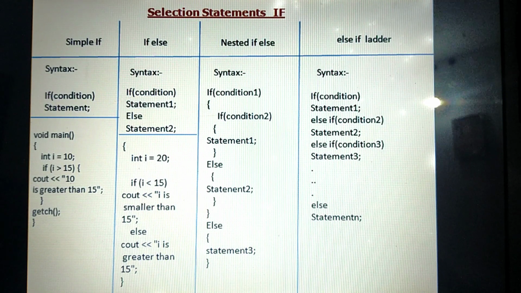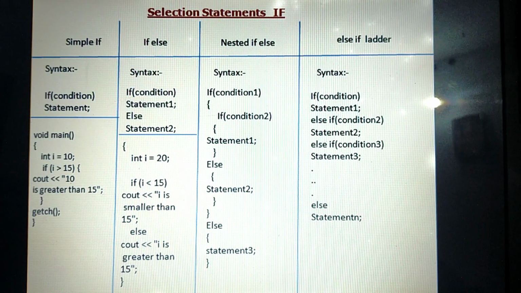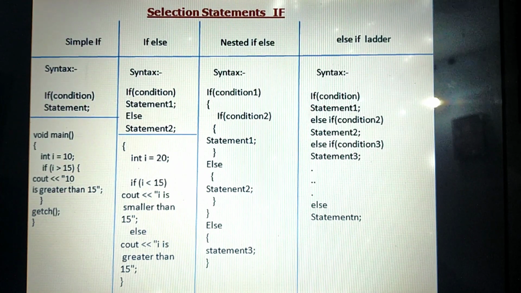How many types of selection statements are supported in C++? There are two types of selection statements supported in C++. One is if, and the other is known as switch. In if, we have four subcategories: simple if, if else, nested if else, and the fourth one, ladder if.